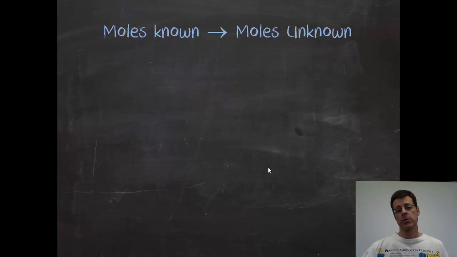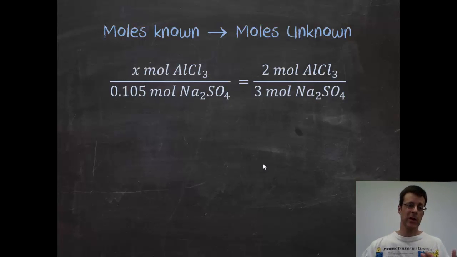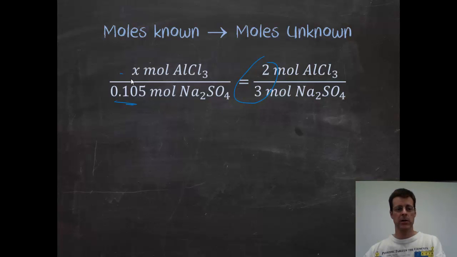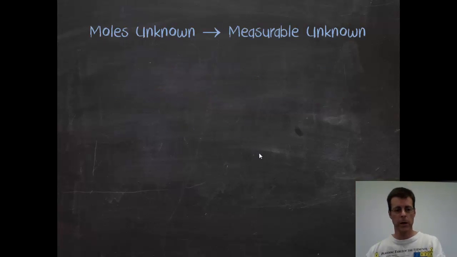Converting from moles of known to moles of unknown, that's exactly the same. Doesn't matter if I'm dealing with a solution or masses or gases, some other state of matter. The balanced chemical reaction gives us half of the ratio, and the things I know and things I'm looking for give us the other half. And I finish up with 0.07 moles of aluminum chloride.